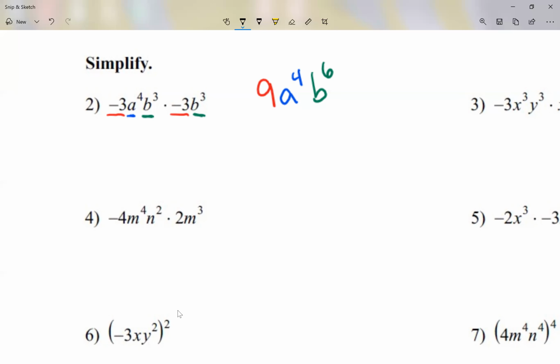Now we're going to write the 9, which is just a 9. A to the fourth, we're going to use an A. Then we have this little arrow that we call a caret, A to the fourth. And then we're going to do B to the 6. For that little caret, you have to press shift and then the number 6.